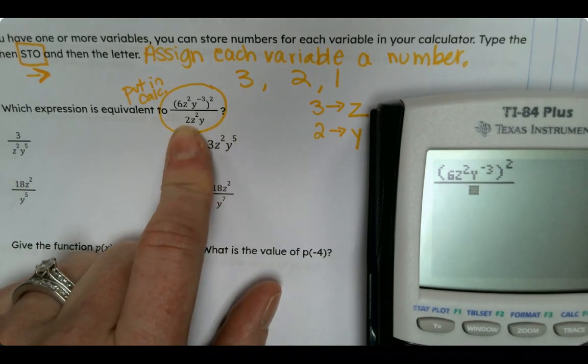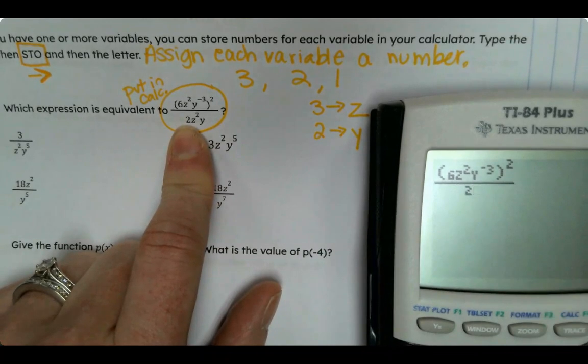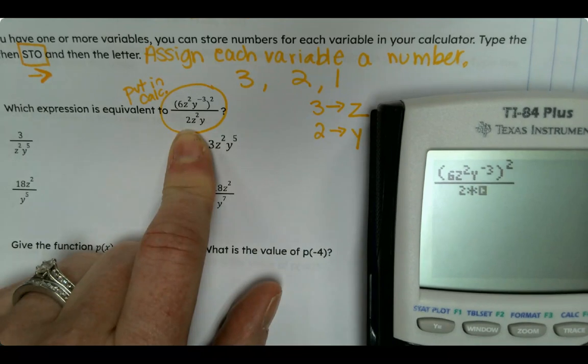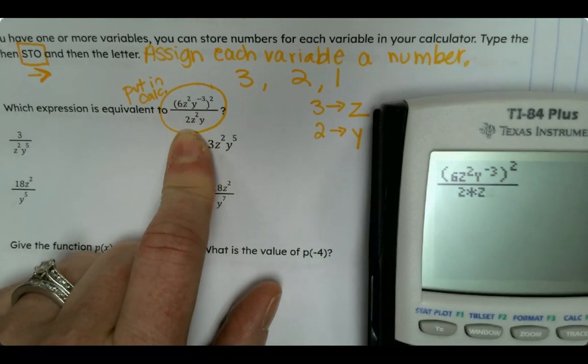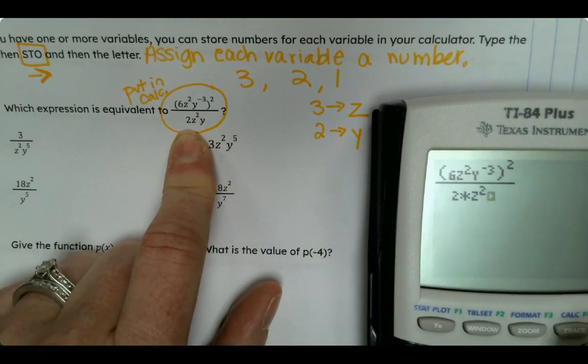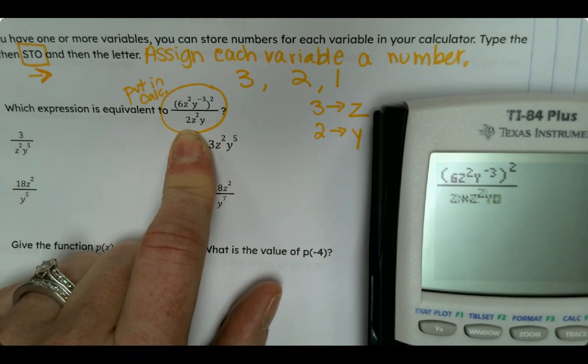Then go to the denominator. 2, make sure you put in a z. You can even put times z if you want, squared y.